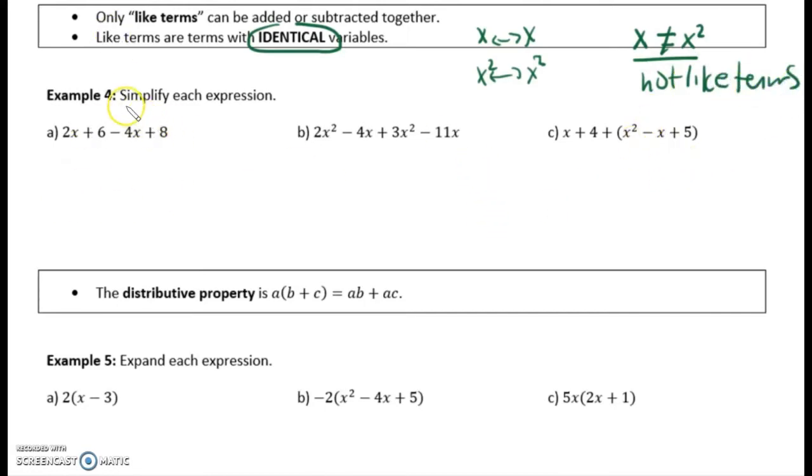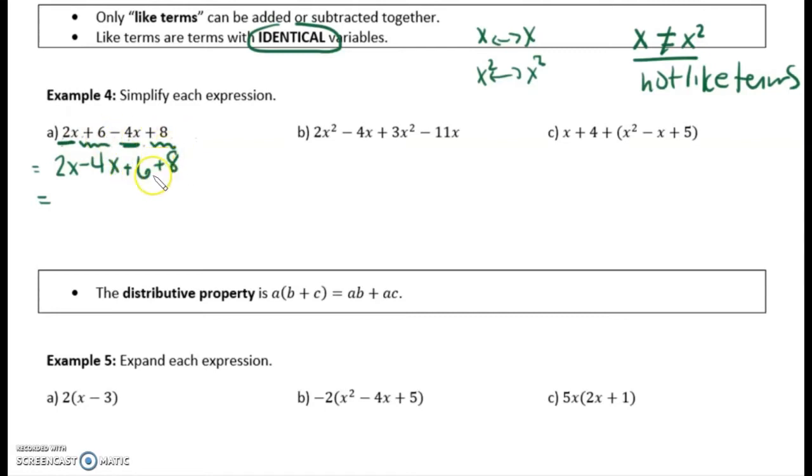So let's go ahead and simplify each expression. When I'm taking a look at 2x plus 6 minus 4x plus 8, I notice that the 2x and the negative 4x both have x's on them. You can choose to write them beside each other to make it a little bit easier and more organized, so let's do it that way. And then we have plus 6 plus 8.